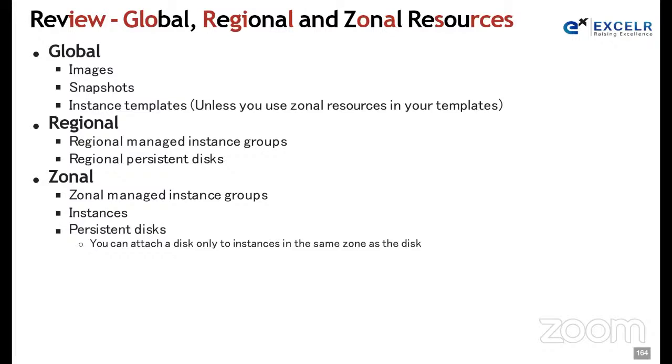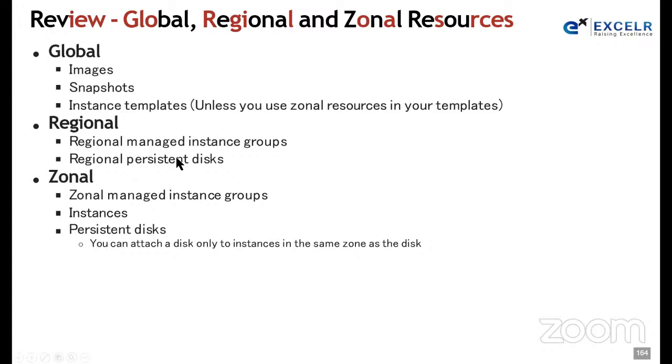And then zonal resources: a zonal managed instance group can be a zonal resource. Your virtual machine instances are zonal resources, and also your persistent disk. You can attach a disk only to an instance in the same zone as your disk. So remember that. If you have selected Asia South 1 A, then your disk has to be in the same zone only. Otherwise, you will not be able to see the option of that particular virtual machine when you try to attach that disk. Very, very important to remember that.